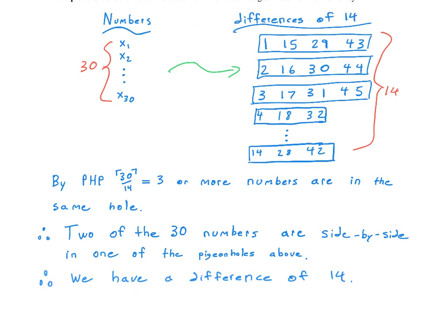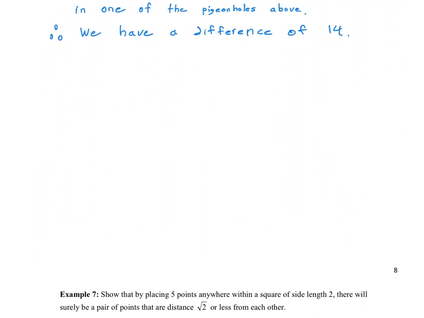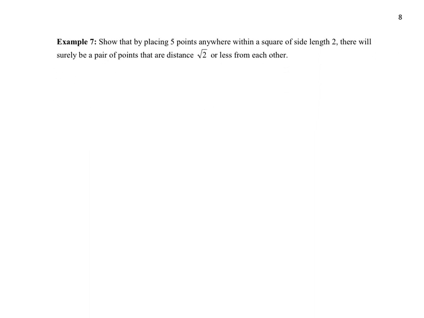Okay, we have one more problem for this video. In this problem, we're going to show that by placing 5 points anywhere within a square of side length 2, there will be surely a pair of points that are kind of close together. They're a distance of root 2 or less from each other. Let's start by drawing a picture.